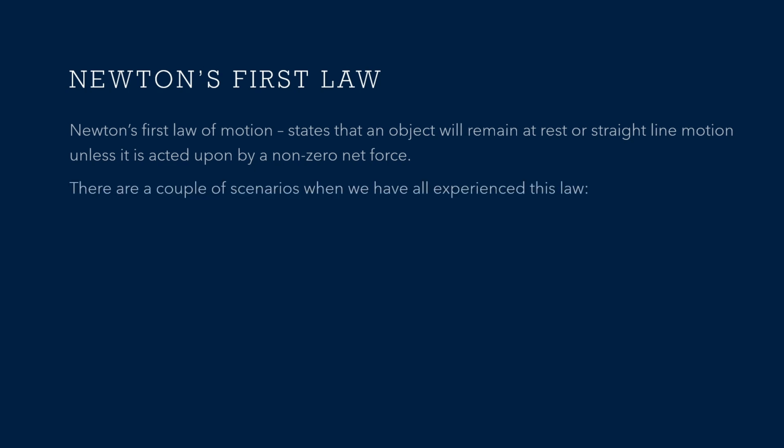Now, there are a couple of scenarios where we have all experienced this law, even though we didn't notice it at the time. First scenario, when you kick a ball, if Newton's law were incorrect, that ball should remain moving. It should never slow down. It should keep moving at the same speed that you kick it with until it reaches the end of the world, if that's possible, or it reaches space. But because it is acted upon by air friction and gravitational force, that ball eventually slows down and falls to the ground.